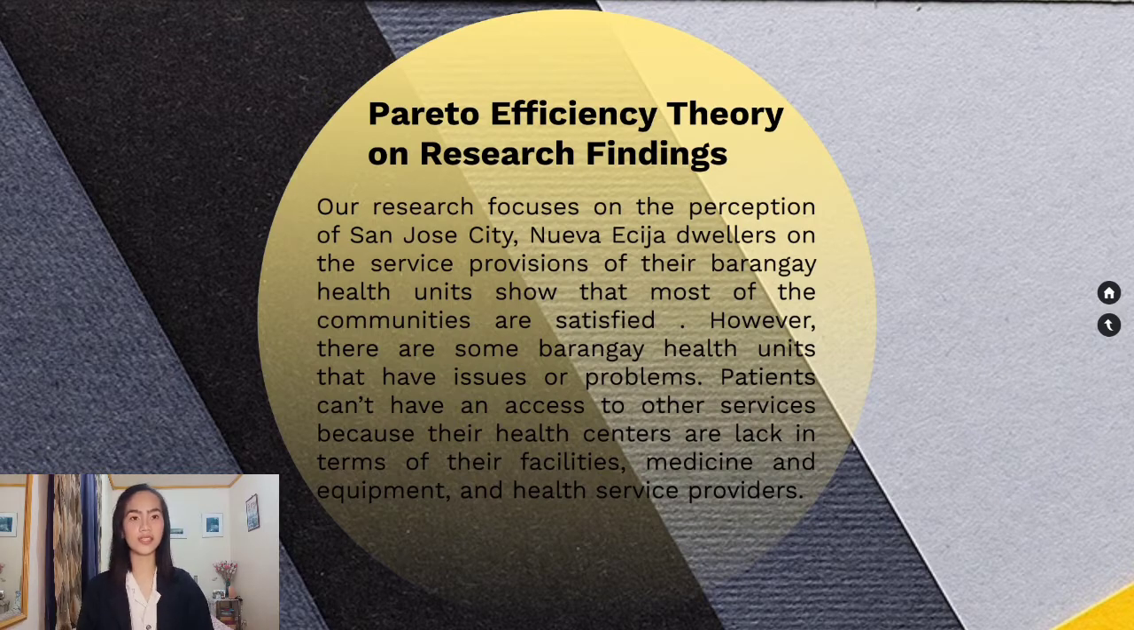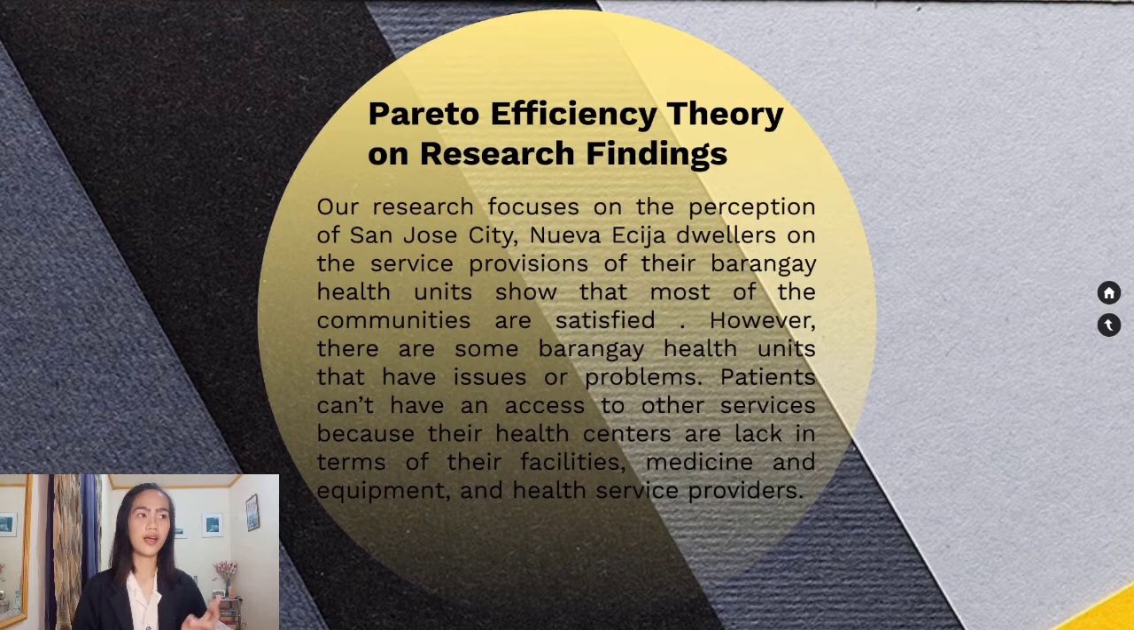We can say that the health centers that give equal treatment to the people in the community are in a Pareto efficient state. We can say that the health centers are Pareto inefficient, or there is no Pareto efficiency, if there is a change in the way the health center provides healthcare services to its people, like the rich and the poor.